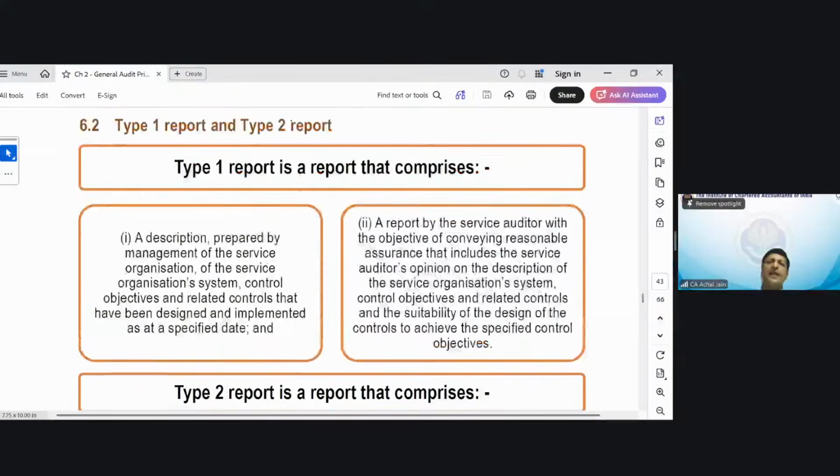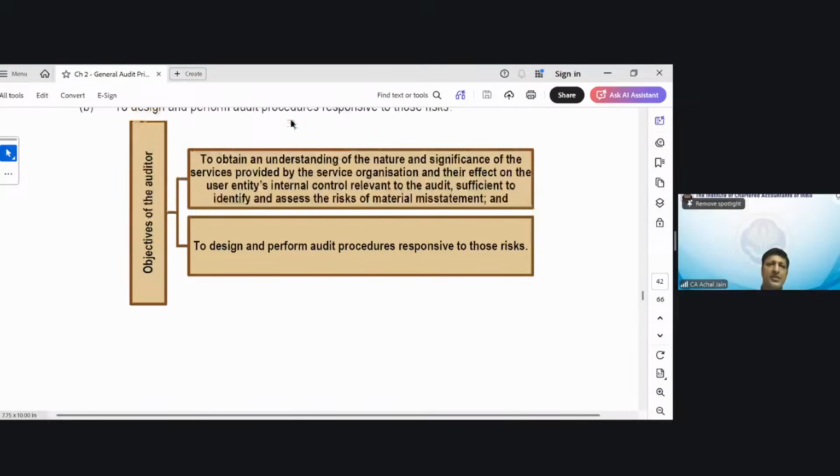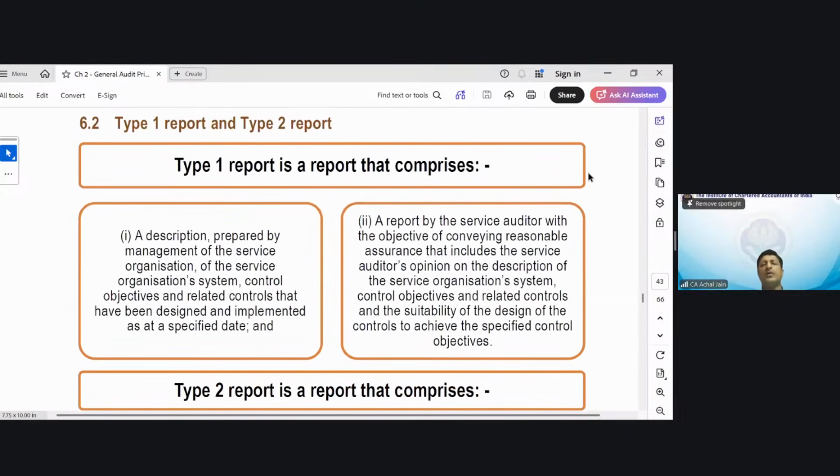Type 1 and type 2. Now these are the nomenclatures that you use. Right? Now for this type 1 report, what are the elements? So this report will have the description, prepared by the management of whom?